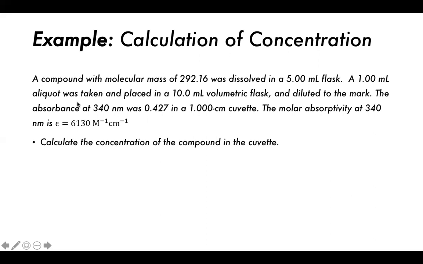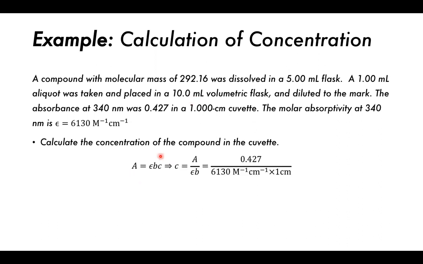Okay, let's try that again. Calculation of concentration. A compound with molecular mass 292.16 grams per mole was dissolved in a 5.00 milliliter flask. A 1.00 milliliter aliquot was taken and placed in a 10 milliliter volumetric flask and diluted to the mark. The absorbance at 340 nanometers was 0.427 in a 1.000 centimeter cuvette. The molar absorptivity at 340 nanometers is epsilon equal to 6,130 per mole per centimeter. Calculate the concentration of the compound in the cuvette.